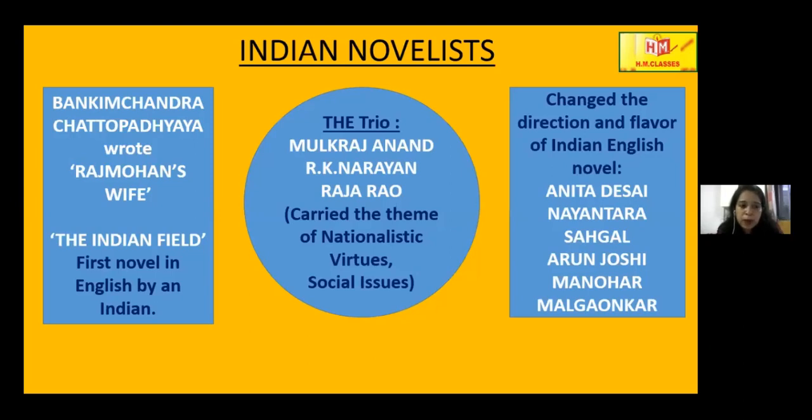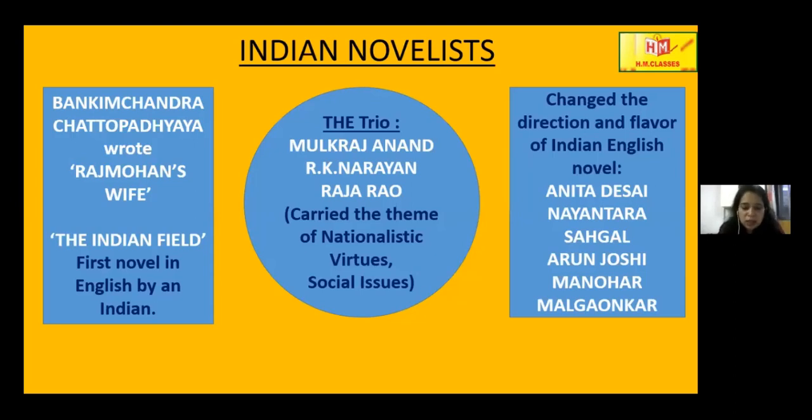So Bankim Chandra Chattopadhyay. His was the first novel written in English by an Indian, The Indian Field. He also wrote Raj Mohan's Wife. The trio, the three writers who were ruling at that time, that is Mulk Raj Anand. I'm sure you all are familiar with R.K. Narayan. R.K. Narayan, students, the lesson that we have done, that is by R.K. Narayan. And then we have Raja Rao.